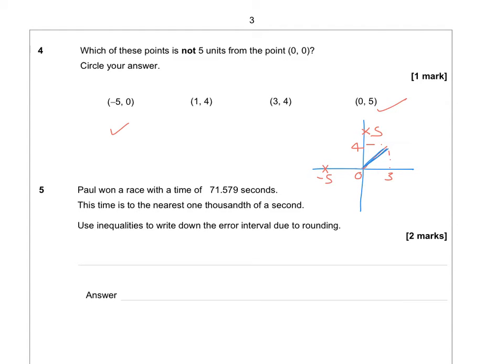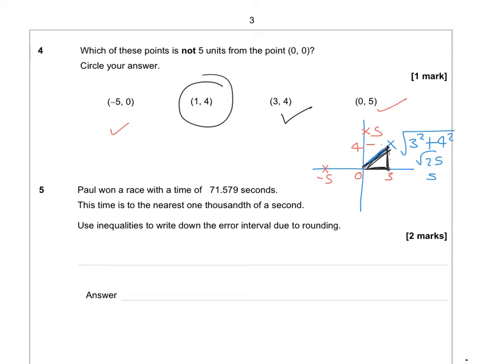and if we use Pythagoras' theorem, this distance here, which is actually how far that point is from the origin, is 3 squared plus 4 squared all square rooted, which of course is root 25 or 5. Alternatively, we can see that this is a 3, 4, 5 right angle triangle. So this point is 5 units from the origin. This point is not 5 units from the origin.